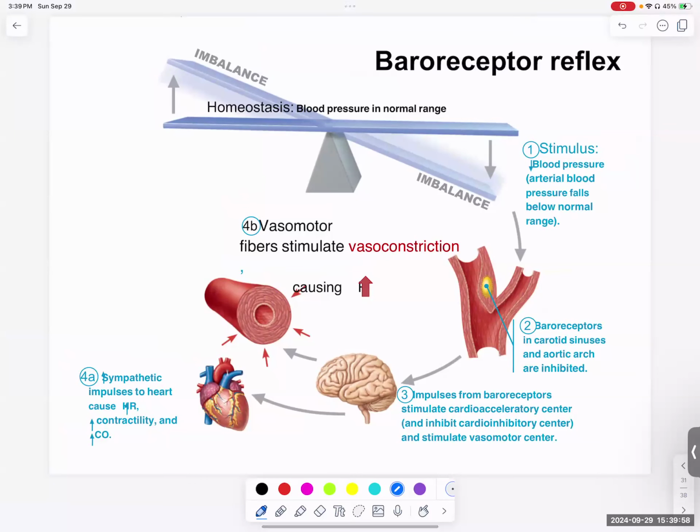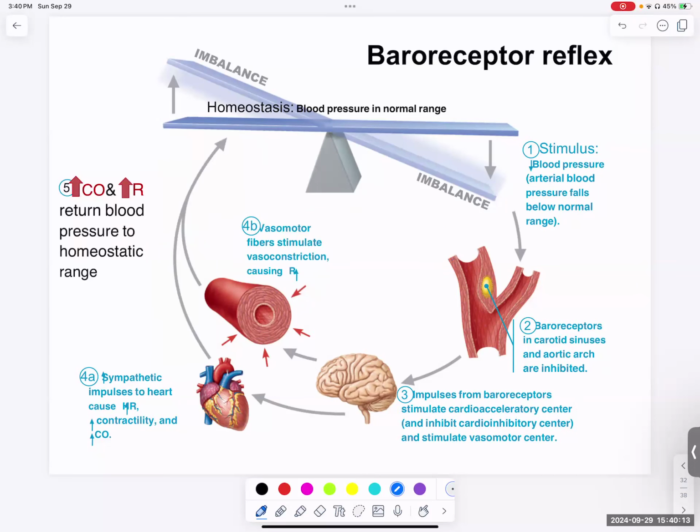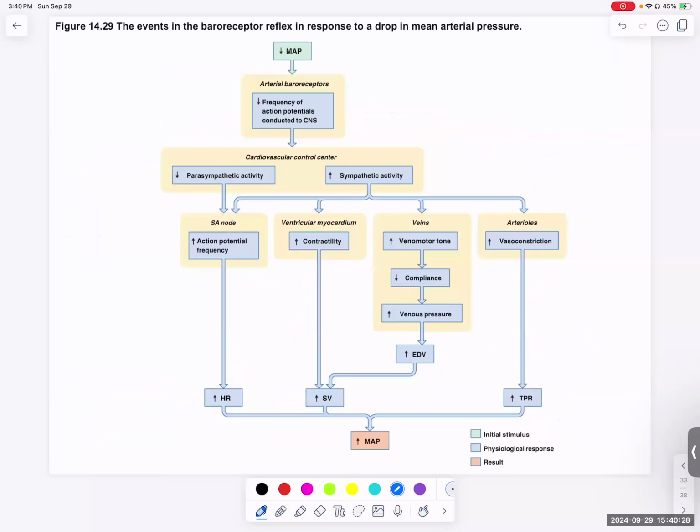Then you have also vasoconstriction. So with vasoconstriction, the diameter gets smaller, which increases the resistance, which increases total peripheral resistance. And guess what? Now you have an increase in stroke volume, increase in heart rate, increase in total peripheral resistance, and thus you're going to increase mean arterial pressure, because it's this times this times this, and you get back up to normal.